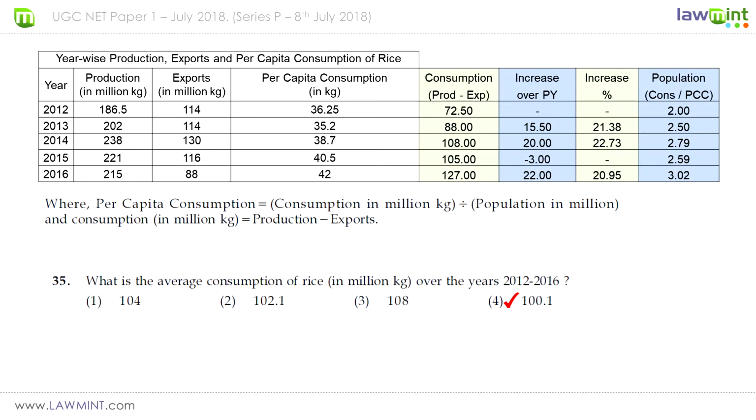Question number 35 asks, what is the average consumption of rice in million kgs from the years 2012 to 2016? This is a fairly simple question. All you need to do is just add up the numbers in the consumption column and divide them by 5. When we add up the numbers, we arrive at 500.5. So if we divide it by 5, we will get 100.1, and that is the correct answer. Answer choice 4.